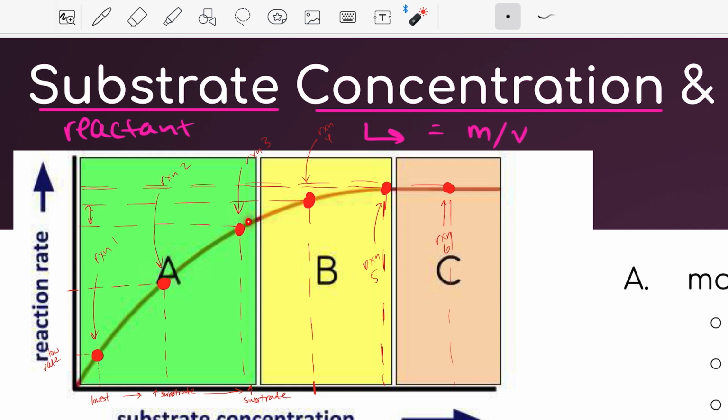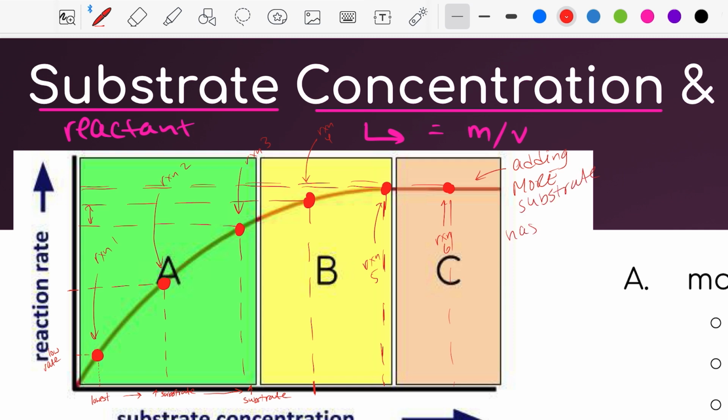So increasing the substrate concentration in an enzyme reaction will increase the rate of the reaction for a while, but there will be a point where you reach a maximum rate, and adding more substrate will have no effect. Okay, so beyond this point, adding more substrate has little to no effect.